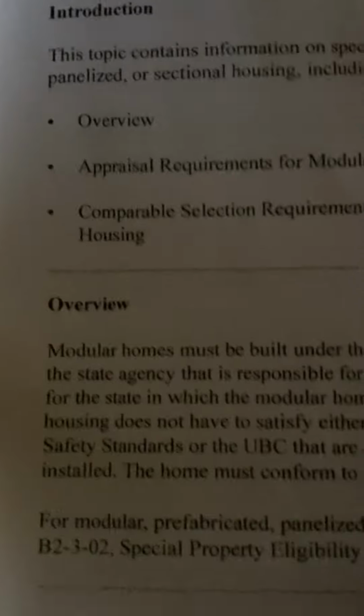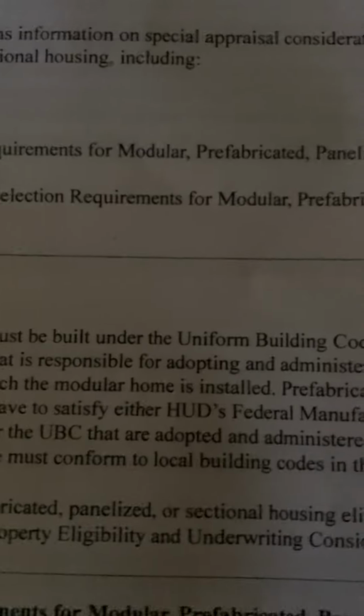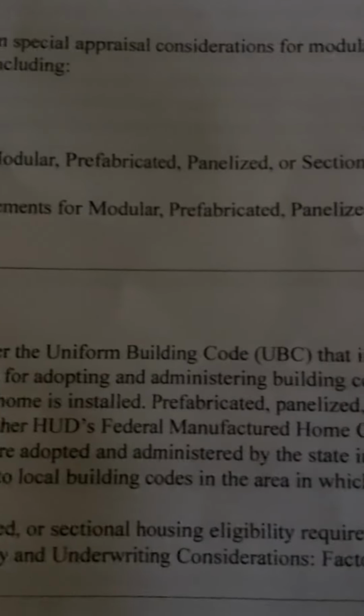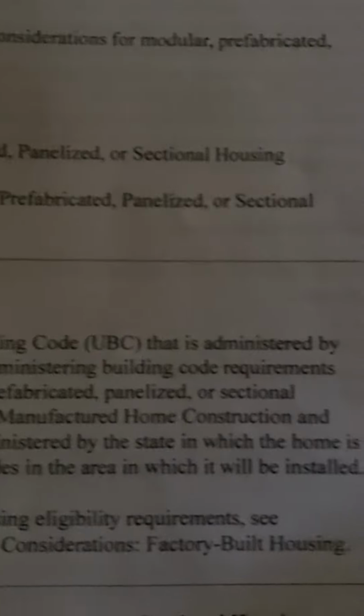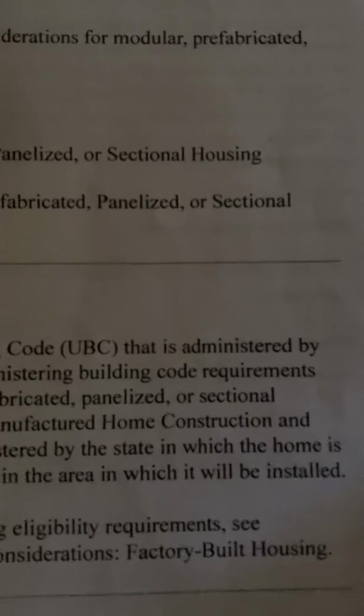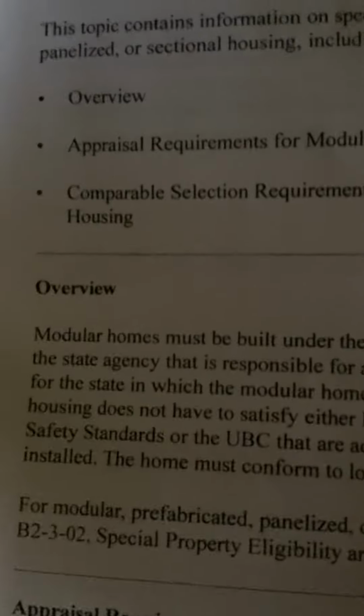Overview: modular homes must be built under the Uniform Building Code, UBC, that is administered by the state agency that is responsible for adopting and administering building code requirements for the state in which the modular home is installed.